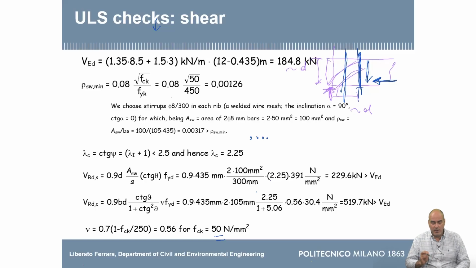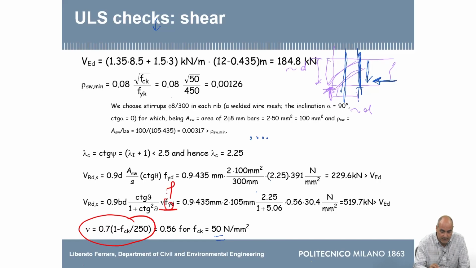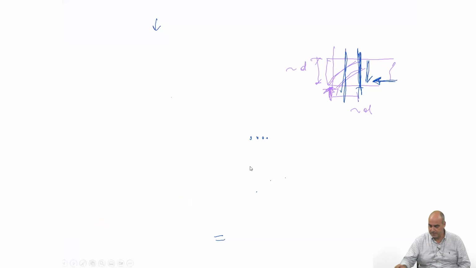Then there is one last thing. We are almost over. Yeah, there is one last thing that I want to explain. You see here, sorry, here there is another misprint. This is fcd. Okay. But as you can see, there is a factor that is a Greek letter ni. So we apply a reduction factor for concrete in the truss mechanism. And in the code, you have this formula to calculate it. Why do we apply this reduction factor?